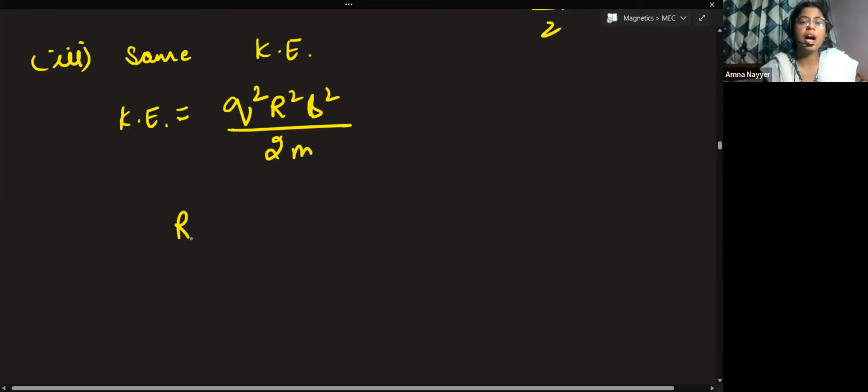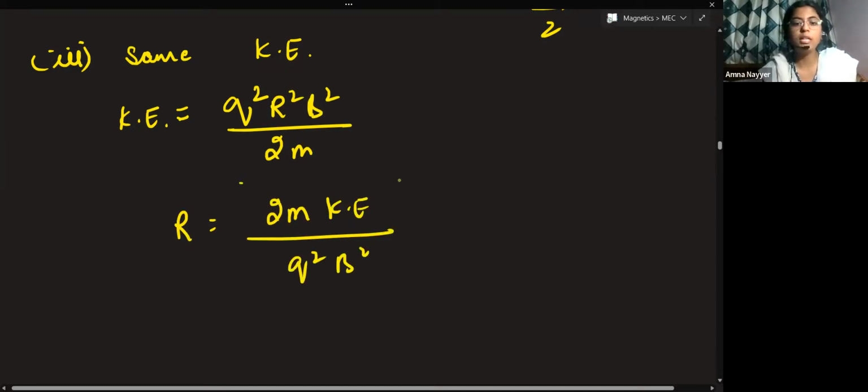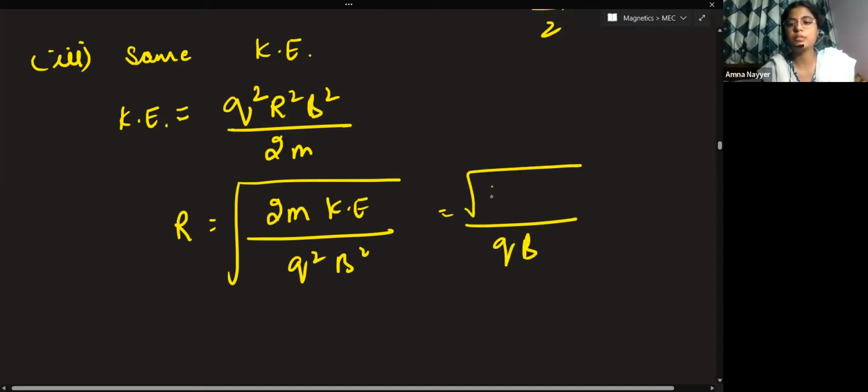From here, the value of r will be the square root of 2m into kinetic energy divided by q square B square, because this was r square. Since both are squares, this can be written as qB, and this becomes 2m into K. This is the formula of radius. Now using this formula, mass you know, charge you know, magnetic field and kinetic energy are both the same. So from here you have to find out the ratio: Rp is to Rd is to R alpha.